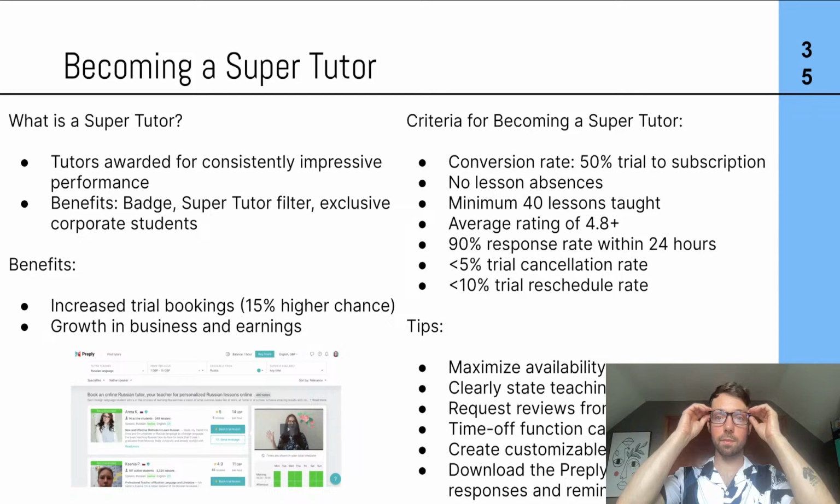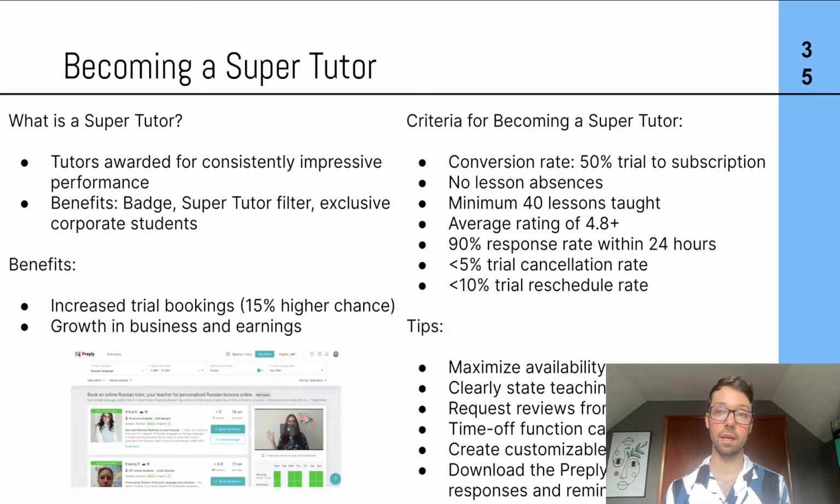The criteria for becoming a super tutor: you need a conversion rate, 50% trial to subscription, no lesson absences, minimum 40 lessons taught, average rating of 4.8 or more, so that's 4.8 out of 5 stars. 90% response rate within 24 hours, less than 5% trial cancellation rate, and less than 10% trial reschedule rate. So you're not necessarily doing anything wrong if you need to cancel or reschedule lessons, as long as you do it in due time.